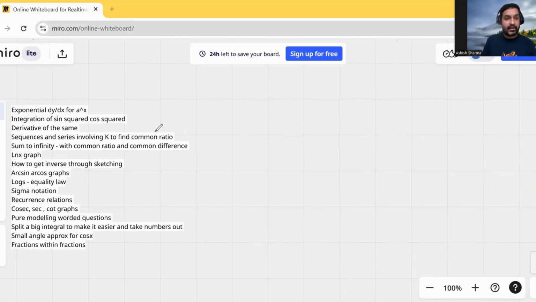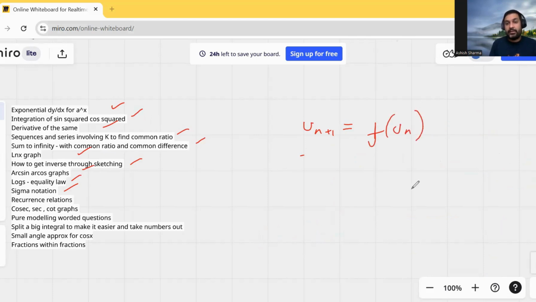Right, so done all these. Recurrence relations, again, come up in sequences and series, and students often forget what they look like. A recurrence relation is basically any equation that you see that has u n plus one equals some function of u n.